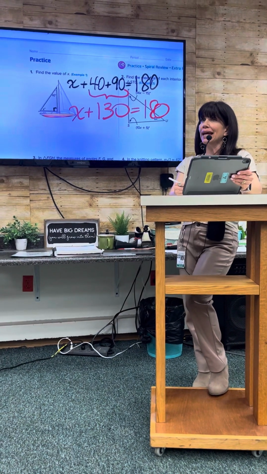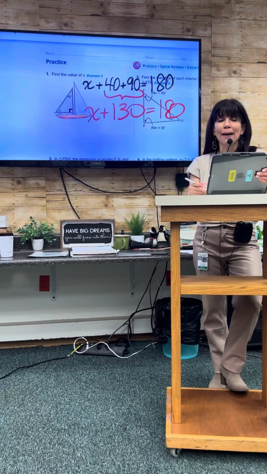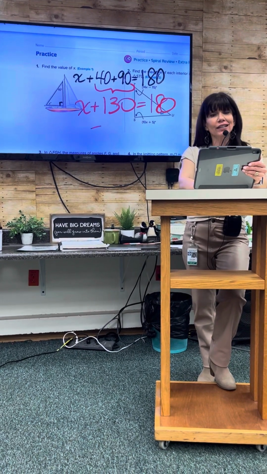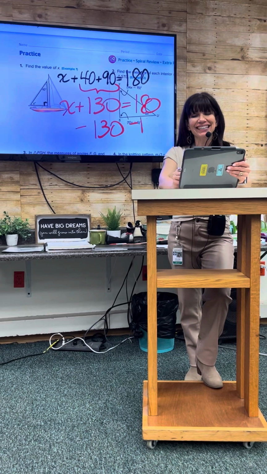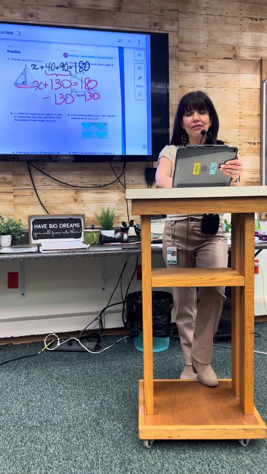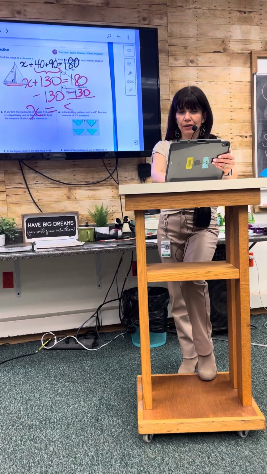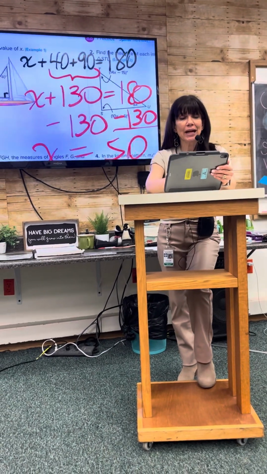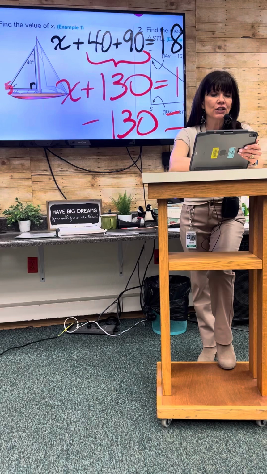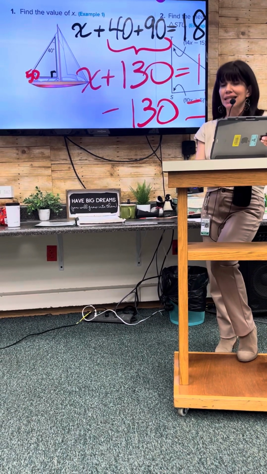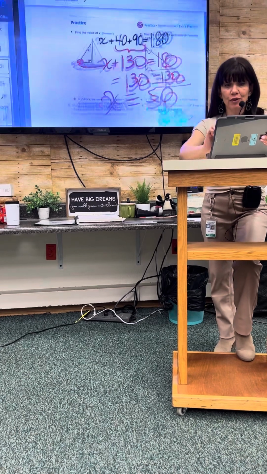And what is the very next step? I need to subtract what amount from both sides? Say it if you know. 130. Excellent. If you said 130, you are correct. And then you will find that x is worth what? 50. X is worth 50. Now, if I plugged it back in over here, does that make sense? Does 50 plus 40 plus 90 equal 180? Yes, it does.